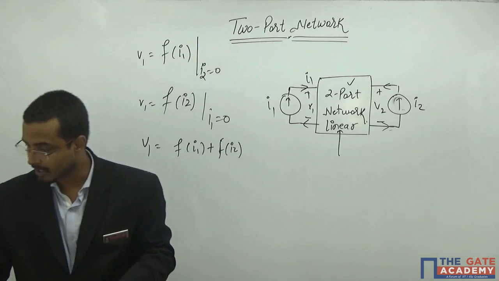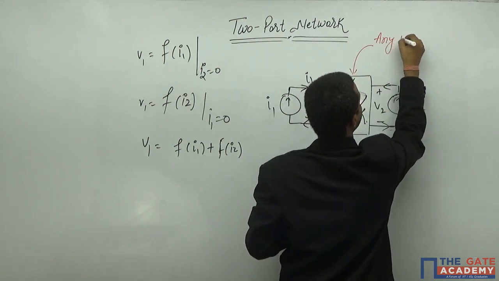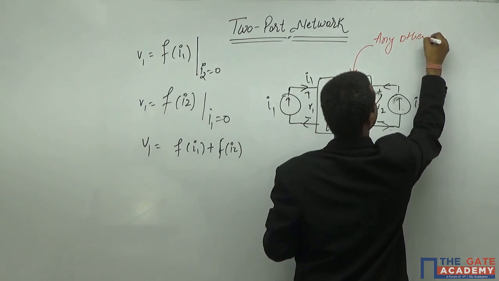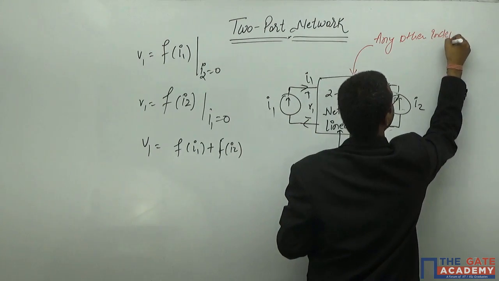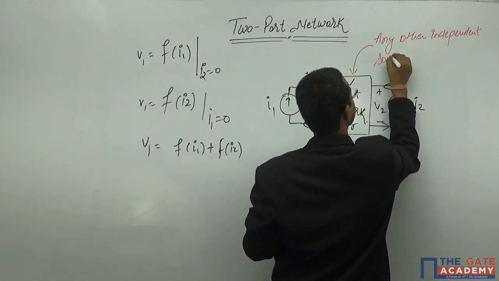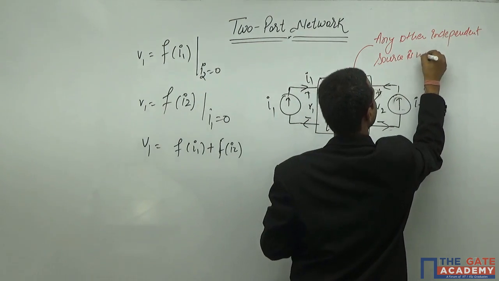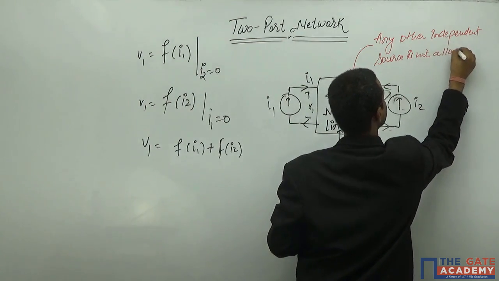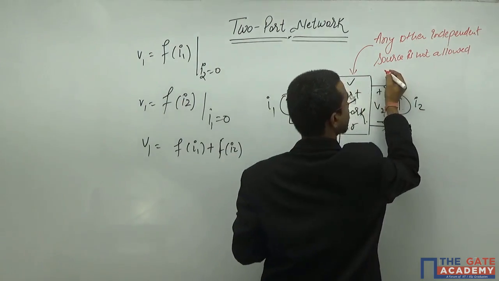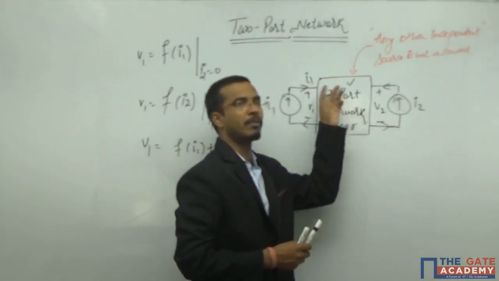You can make a note here: any other independent source is not allowed. That means any independent source is not allowed inside this particular black box.